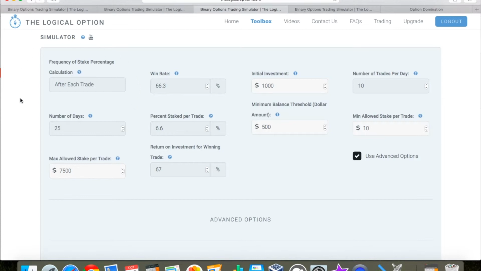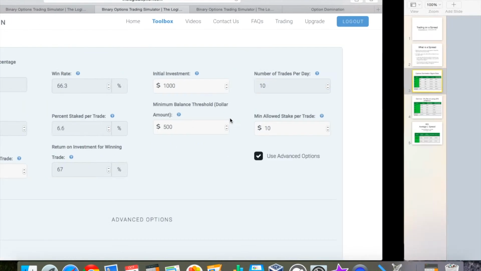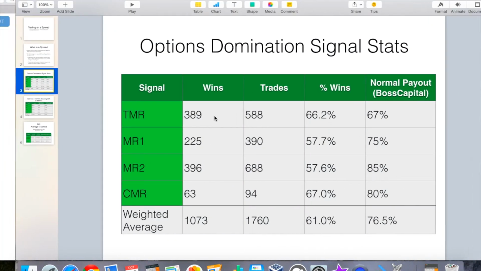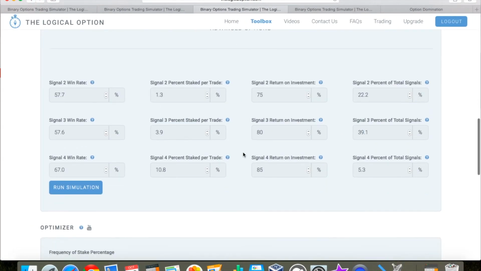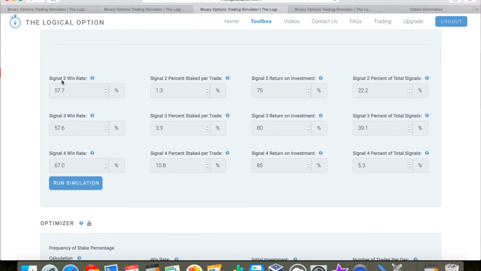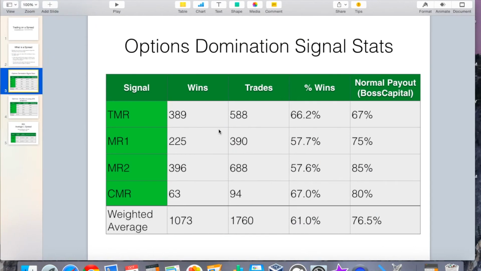But here I've inputted all our stats, and the win rate here and the stake per trade are the signal 1 here. And then click on advanced options, and down here I've inputted each of the other win rates, so signal 2, 3, and 4, and then the percent stake per trade in each one of those, and then the return on investment from each one of those, and then the percent of the total signals that will come from each of those, which you can find here, the total here divided by 1760 for each of those signals.